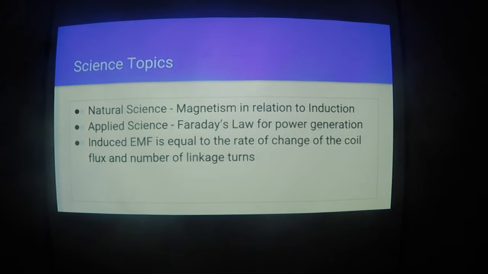Our interactive will teach the effects of time-varying magnetic fields and its accompanying electromotive force. This will be reinforced by the applied science of Faraday's law of induction, which states that the magnitude of induced EMF is equal to the product of the number of linkages turns and the flux associated with the coil.